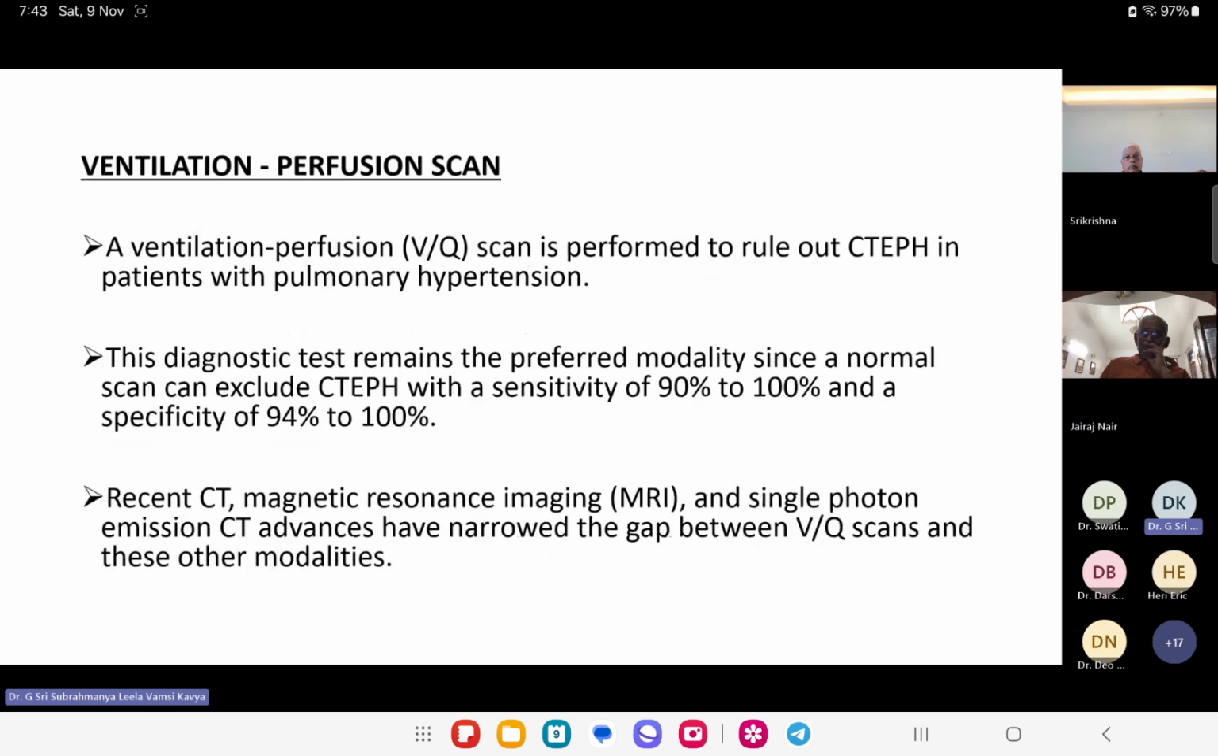The ventilation perfusion scan is performed to rule out CTEPH in patients with pulmonary hypertension. This diagnostic test remains the preferred modality since a normal scan can exclude CTEPH with a sensitivity of 90% to 100% and a specificity of 94% to 100%. And recent CT, MRI, and single photon emission CT advances have narrowed the gap between ventilation perfusion scan and these other modalities.